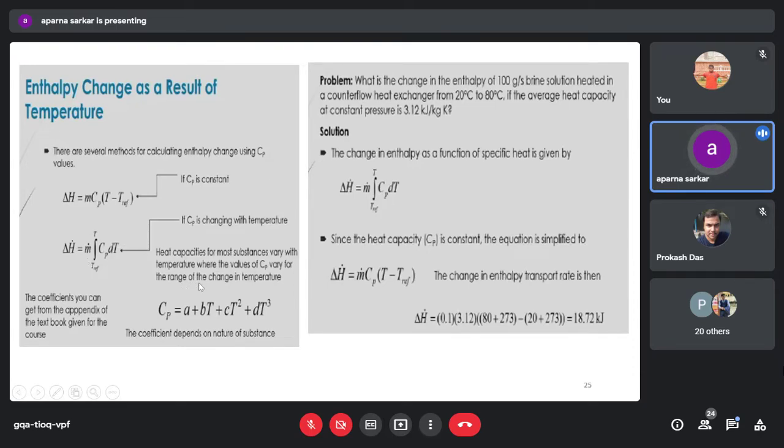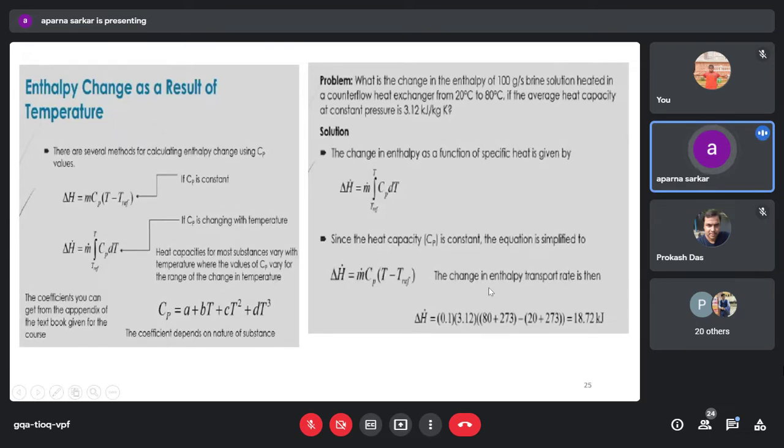Heat capacity for most substances varies with temperature, where the values of Cp vary with the constants A, B, C, D. When Cp changes with temperature, we have this formula to calculate the Cp value. At that time, the pressure should be fixed and all the constant values will be given.